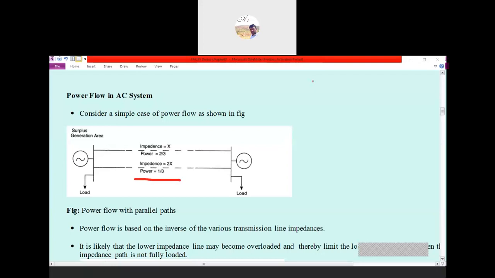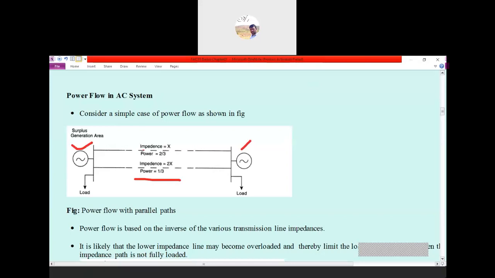So here we are going to study the power flow in the AC system. Here we have two generators with connected loads, and both are interconnected and supplying power to the load. Here is generator 1 and here is generator 2. Both generators have different power outputs. And if we go to the transmission line, there are two transmission lines.